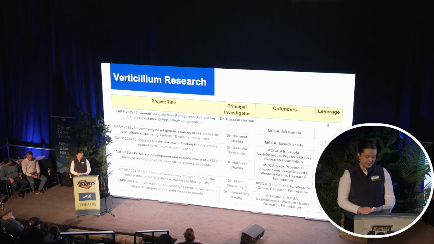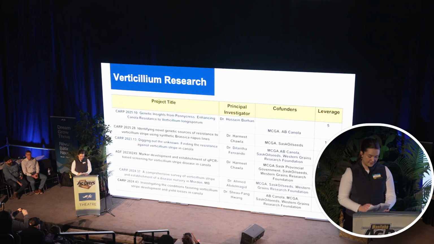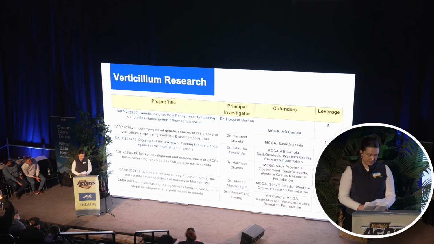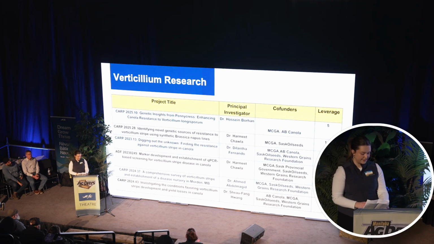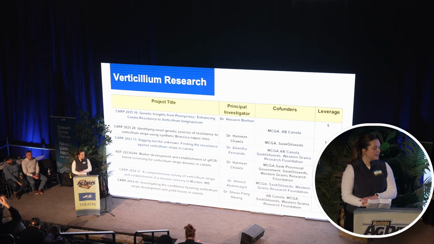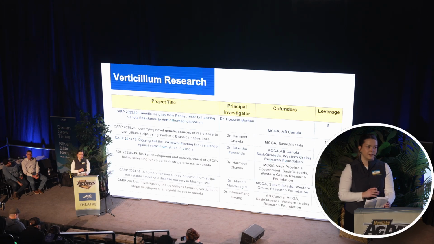As we know, there's still a lot of discovery and groundwork that needs to be done to understand verticillium better. These are the verticillium-focused projects we're currently funding. Using CARP 2024-43 on the bottom there as an example, for every $1 MCGA supports, our co-funders provide $5. This means that canola growers' dollars are extended, and in return, impactful research is provided back to farmers. And as results from these projects become available, we will be showcasing them for farmers.